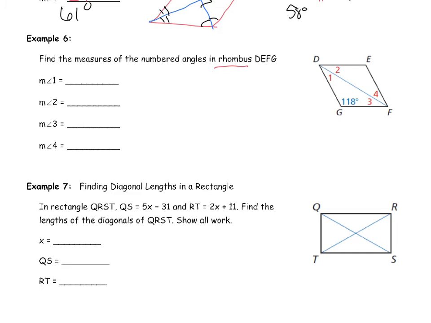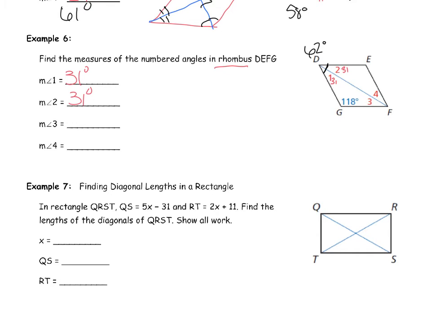From the get-go, I see that we're going to have to deal with the consecutive interior angles. So I automatically know that to figure out what angle D is, I'm going to take 180, subtract 118, and I'm left with 62 degrees. So angle D is 62 degrees. But I need to figure out what angle 1 and angle 2 are. The nice thing is, because it's a rhombus, this is being bisected. So I just take 62 and divide it by 2, and we get 31. So angle 1 is 31, and angle 2 is 31 degrees.